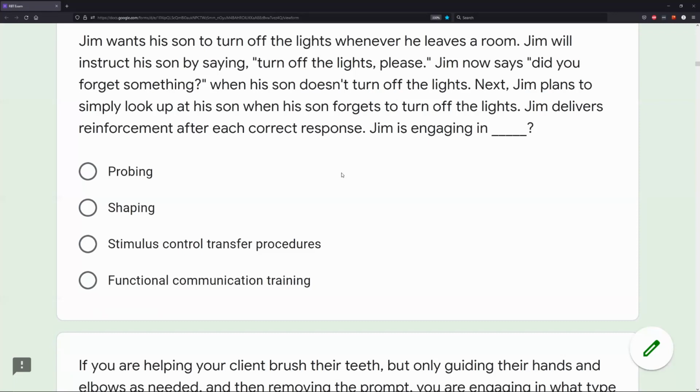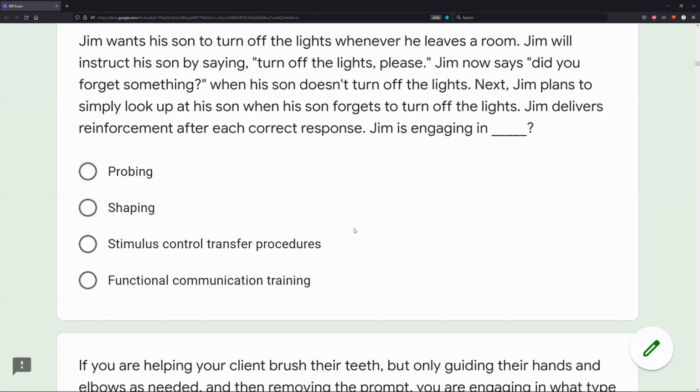All of those are correct, but they're not part of our answer choices, okay? The only one related to prompting and fading is going to be stimulus control transfer procedures. Now, this is on the task list, and it gives RBTs nightmares, right? It looks technical. It looks confusing. Stimulus control transfer procedures is essentially fading, okay? We want one SD to transfer control to another SD.